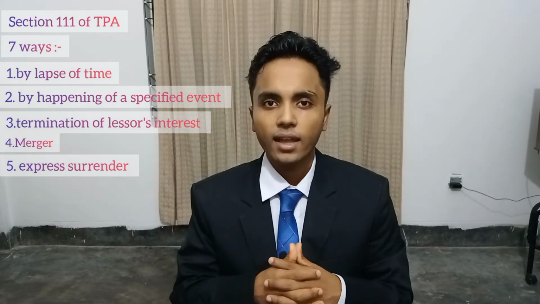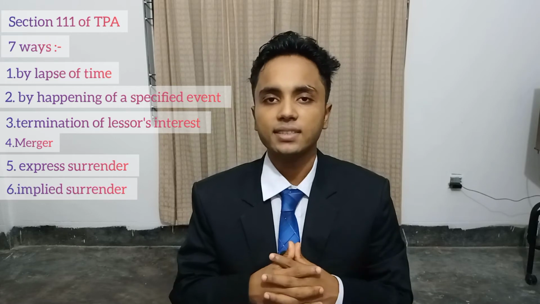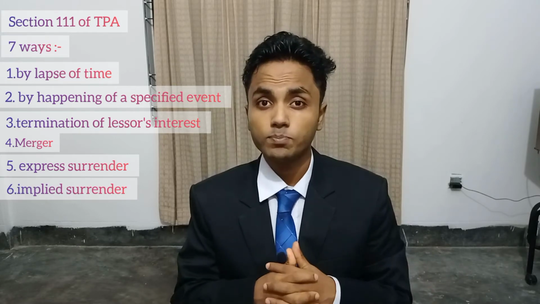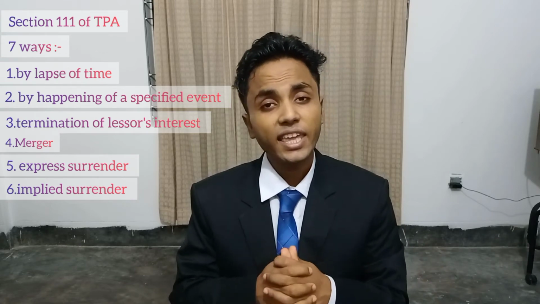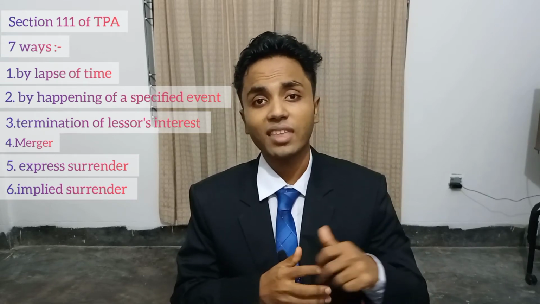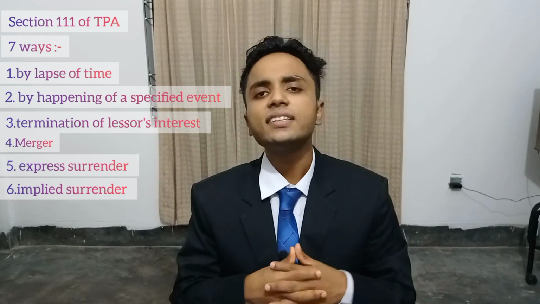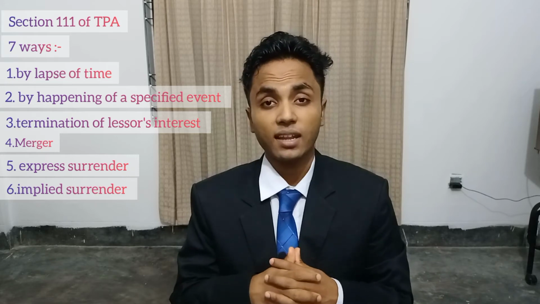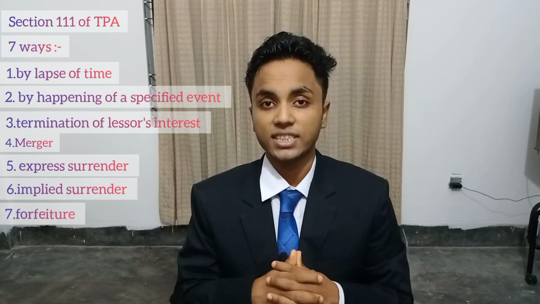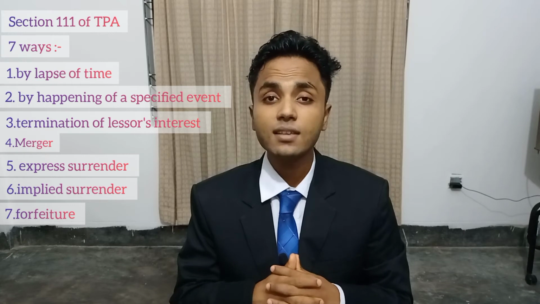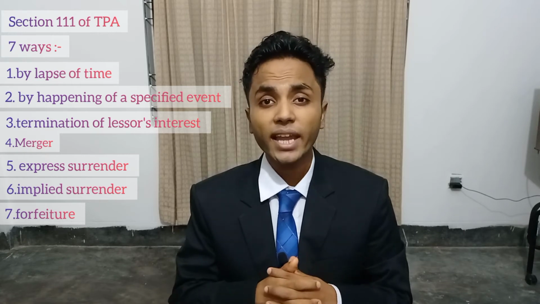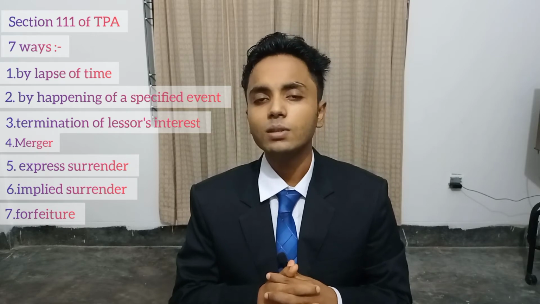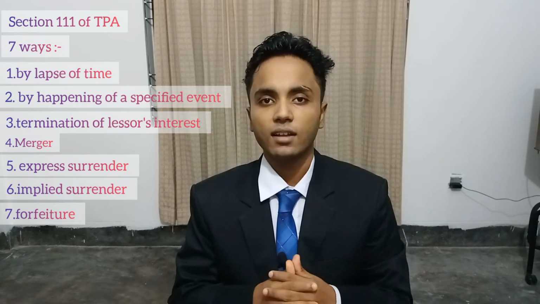Then the sixth way a lease can be determined is implied surrender. If lessee by delivery of possession terminates the lease, then it will be said that there is an implied surrender and the lease will be determined. Then the seventh way a lease can be determined is forfeiture. Forfeiture is when the lease is determined by the fault of the lessee, then it will be said that there is a forfeiture of the lease.